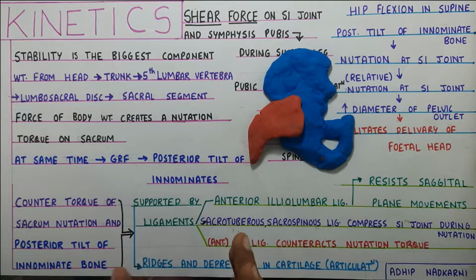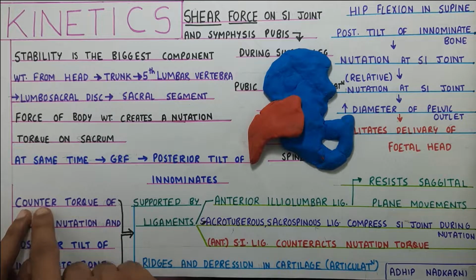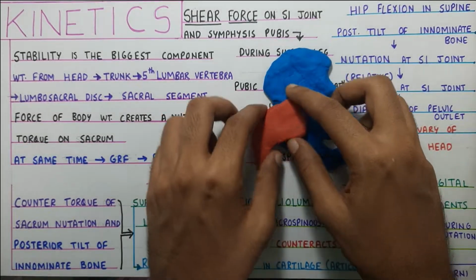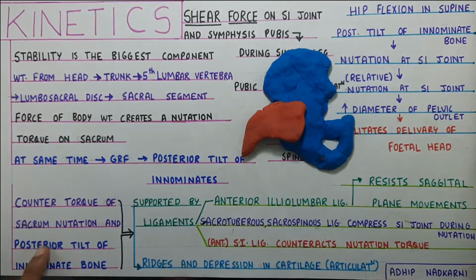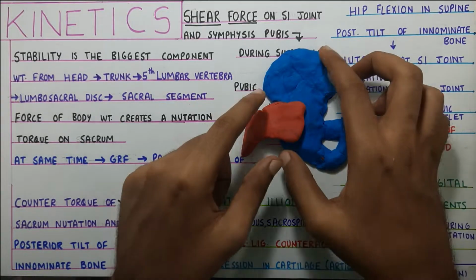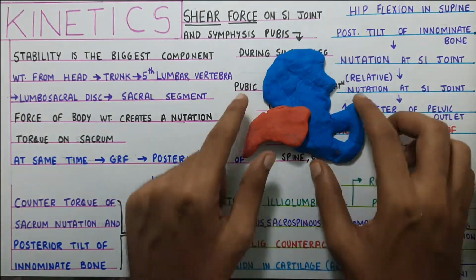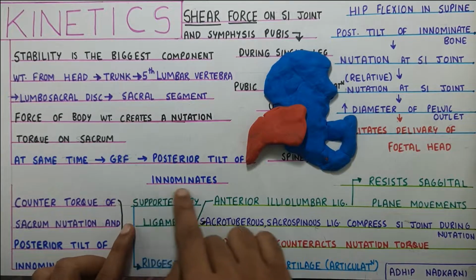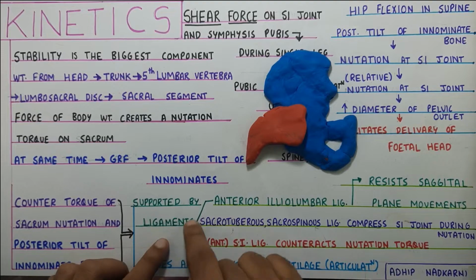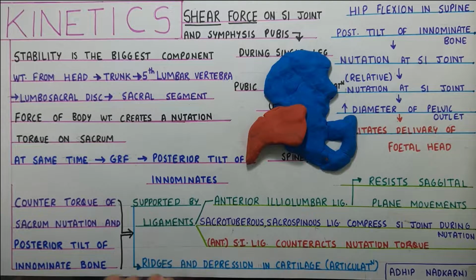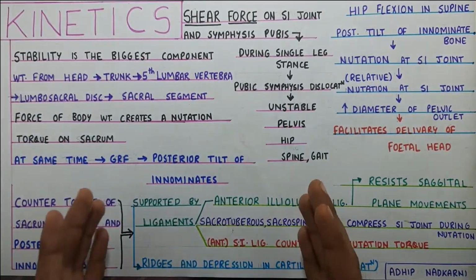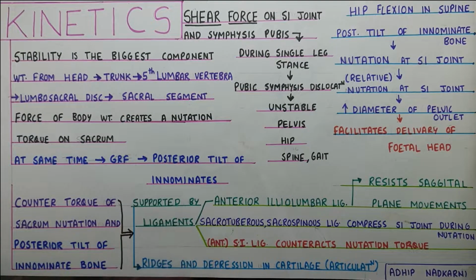So what is happening over here? We'll go a little bit back. The counter torque of sacrum nutation and the posterior tilt of the innominate bones, the total nutation that is occurring over here, is supported by your ligaments and also the ridges. So we will be discussing how they support the SI joint. Before we go to the ligaments, we'll first see the ridges.